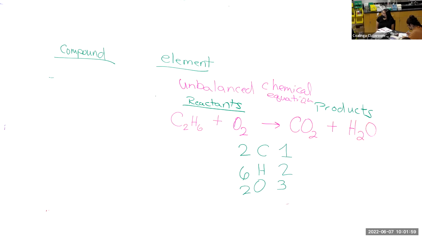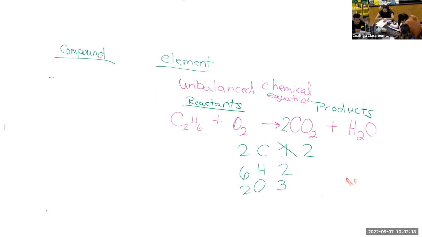Okay, so where should we start? Start on the product side. So what should I add on the product side? I want to get carbon to 2, so I'm going to start here, 2 times 1. So how many oxygens do I have? 2 times 2 is 4, plus 1, so that's 5.